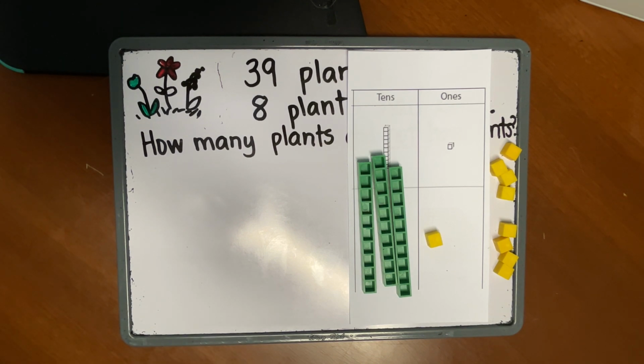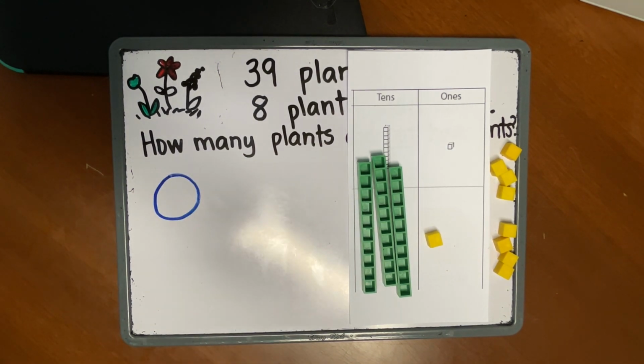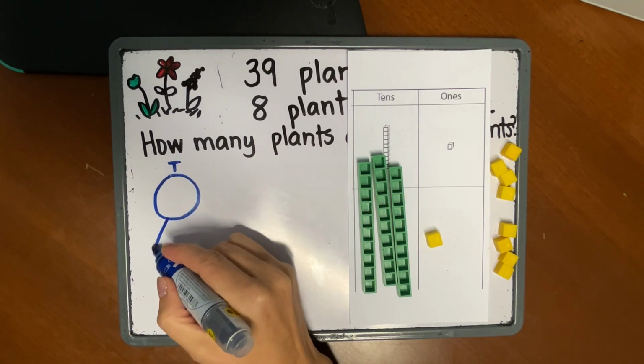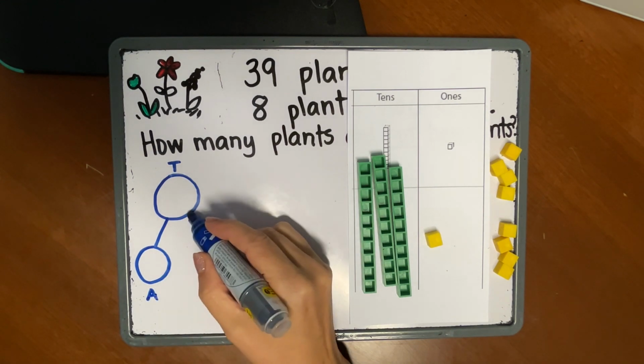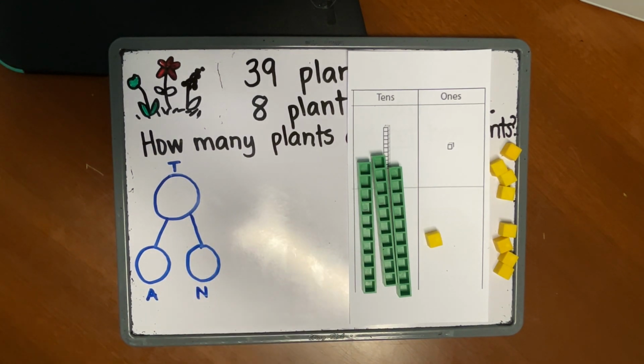Let's draw a part whole to show this. We had the total number of plants, and then we had some plants that had ants and some plants that did not have ants. What numbers would you put in each circle about this problem? Where do you think they go? Pause the video and talk about it.